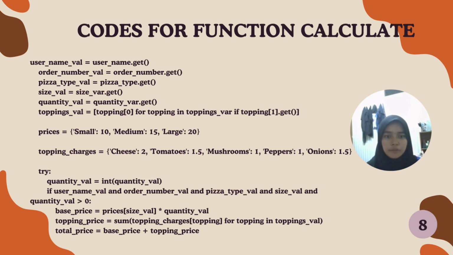Now let's move on to the calculation part. From line 12 until the end, for the base price, it is size val multiplied by quantity val. Base price plus topping price. Here we calculate the base price based on the pizza size and quantity. We also calculate the total topping price by summing the charge for the selected toppings. Finally, the total price is determined by adding the base price and topping price.